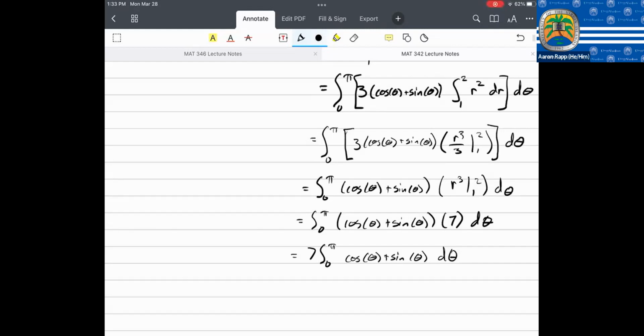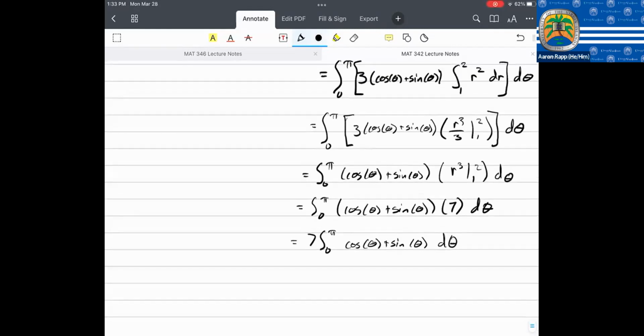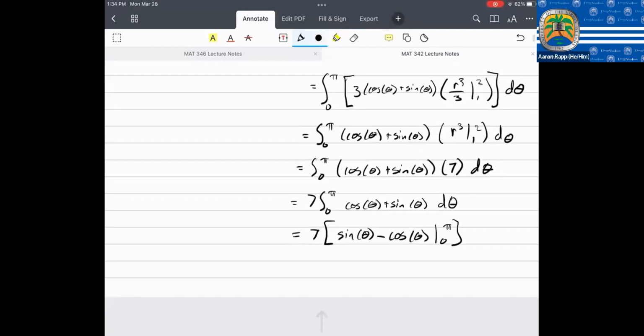All right, but this is a nice little simple addition. I can figure out the antiderivative of both of those parts. What is the antiderivative of cosine? And what's the antiderivative of sine? Sine, minus cosine, evaluated from 0 to pi. And now the calculus is done, just some evaluation.